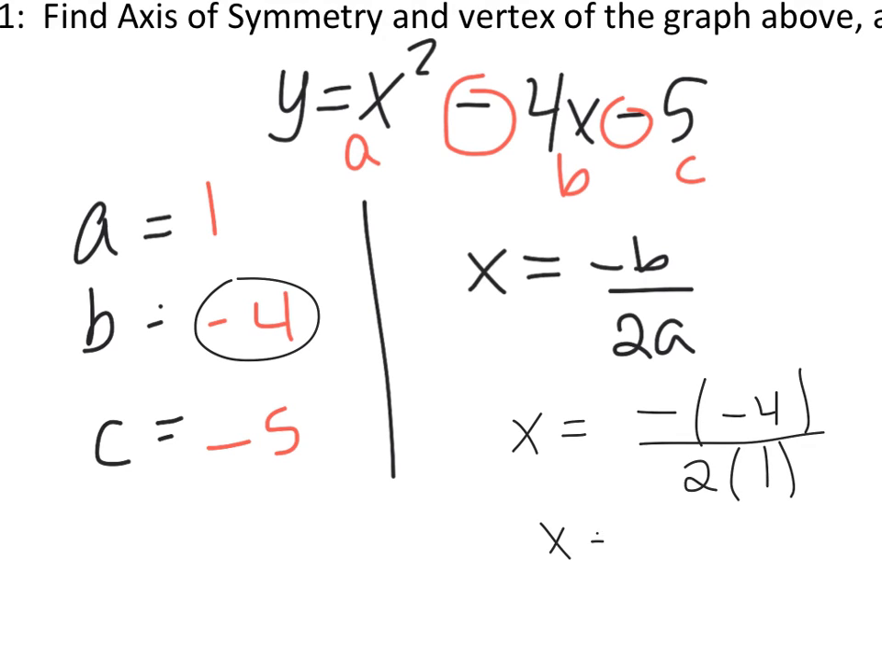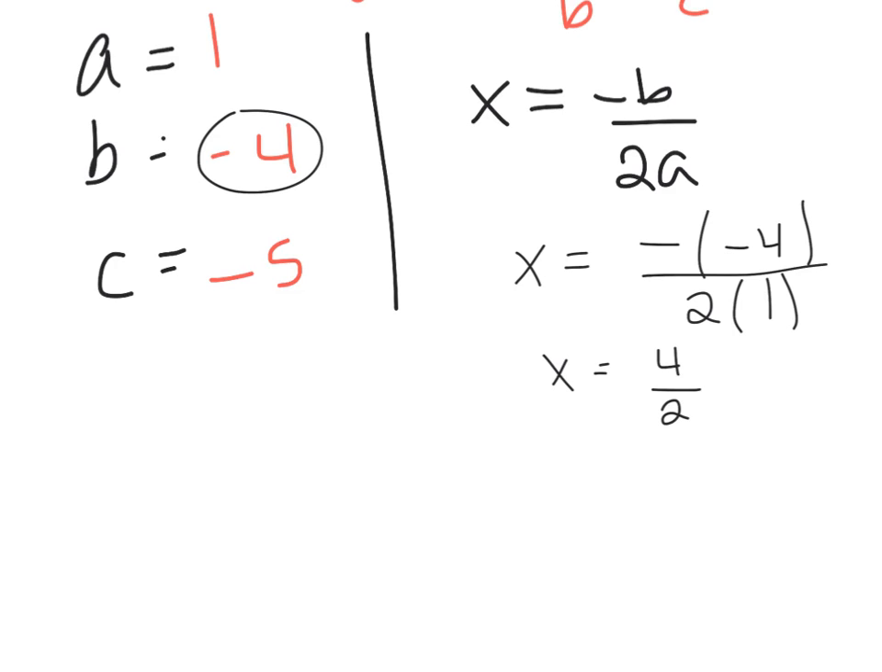I get x equals negative negative 4, which just becomes a positive 4, over 2 times 1. 4 divided by 2 is 2. So x equals 2. That is your axis of symmetry.